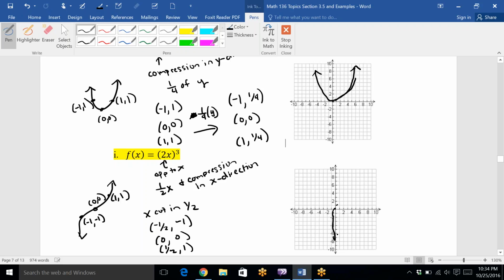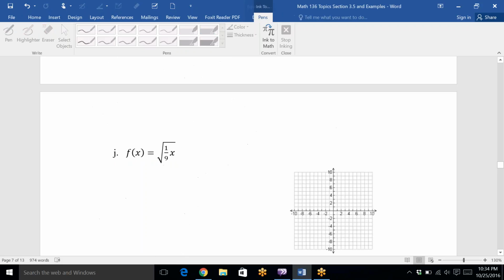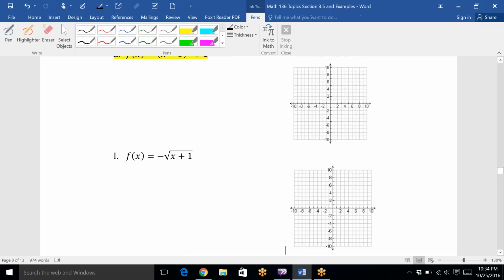So notice this is very skinny, but it's compressed on the x-axis, so it's been squished in from both sides. And obviously it would be better if my grid was a little bit bigger. We did J in class. I'm going to make sure we talk about K.